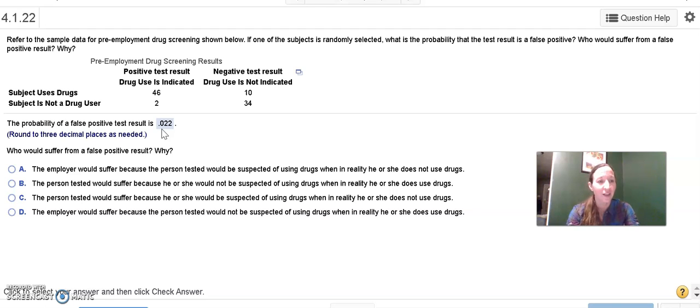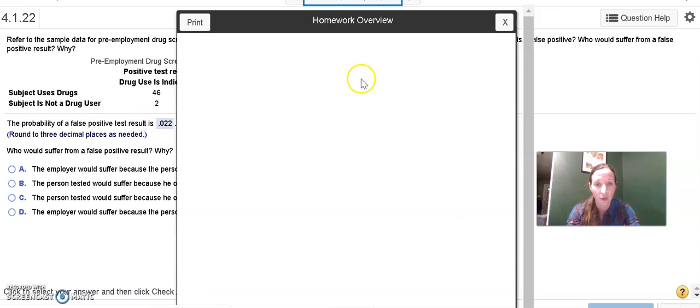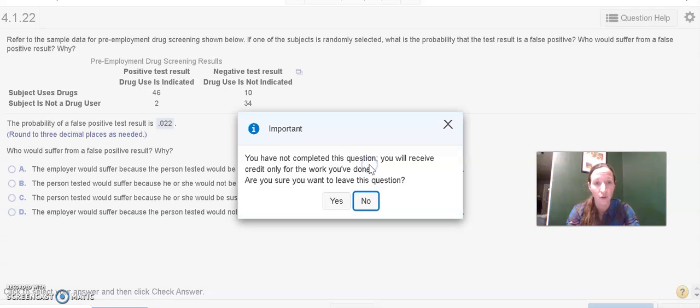That's excellent. And who would suffer from a false positive? I'm going to leave that one for you to read over, and I'm going to move on to number 8, which is the other question that I wanted to go over with you, especially before the midterm.